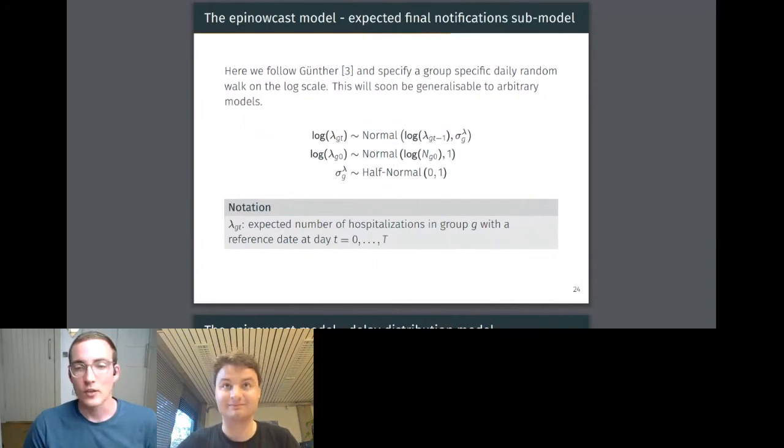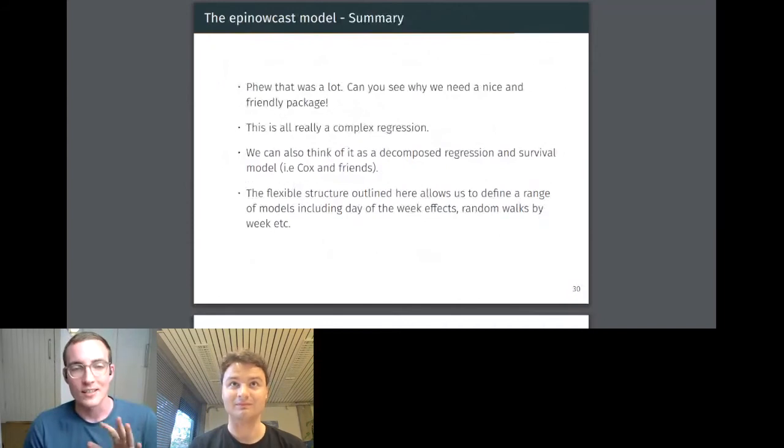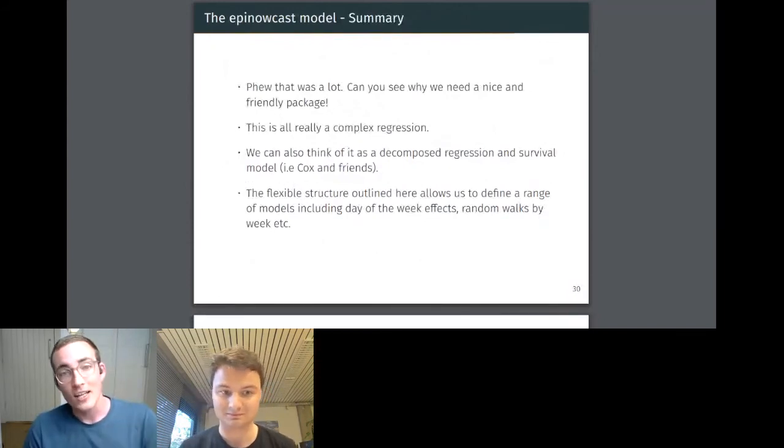So I'm just going to skip over all of this detail because it's exciting and current, but that's fine. But basically, the gist is it's really complicated, but it's really fun. And the idea is EpiNowcast is making it easier to do, making it easier to deploy, and more flexible.